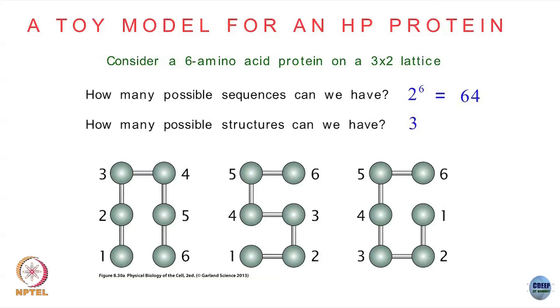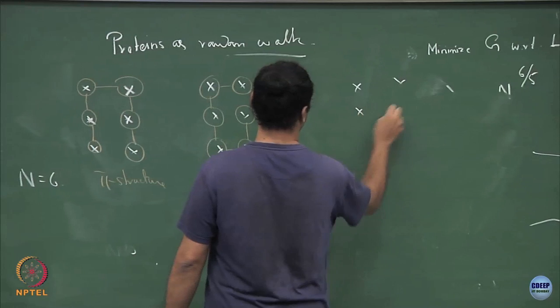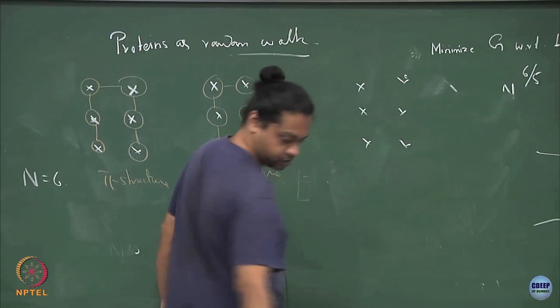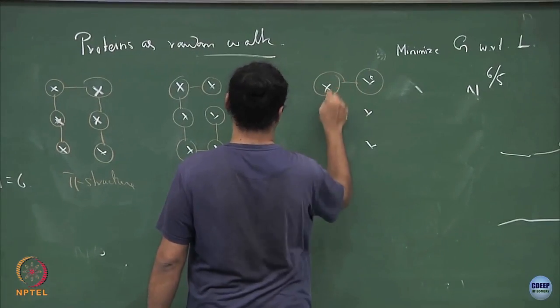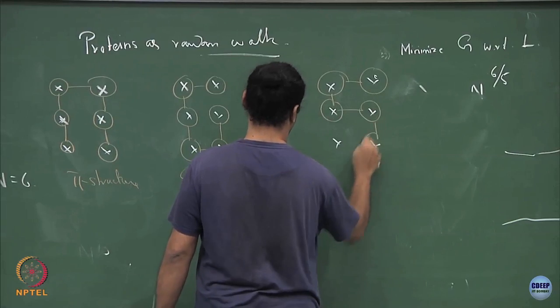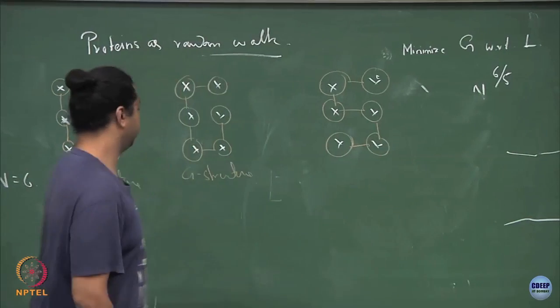Here is my pi, here is my S, here is my G. So, I have a sequence space of around 64, but I have a structure space of around 3, at least for this very simple case. So, I have these 3 possible structures. Now, let me take a particular sequence. Let me draw the 3rd structure anyway, 1, 2, 4, 5, 6, so this is my S.